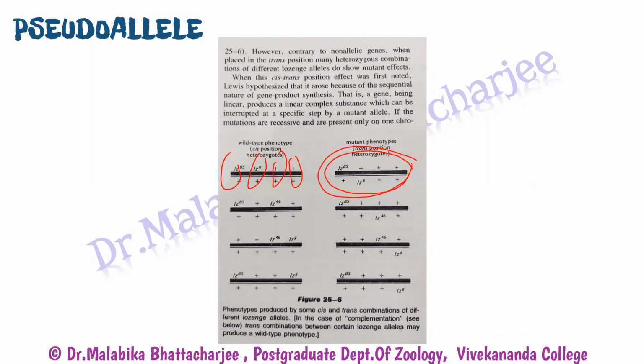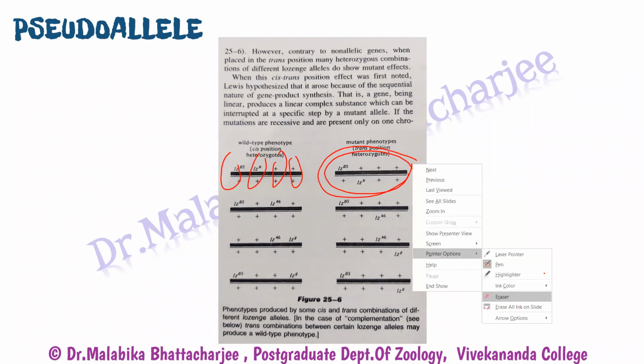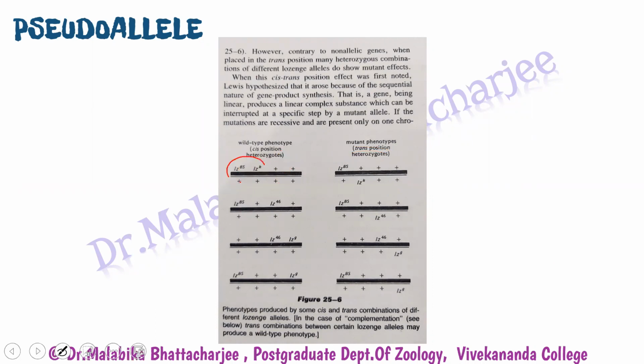Now, in such a setup, what was observed was, you can see that when the mutants are present in cis position, plus is the wild type allele, and the names that are written, lozenge BS, lozenge K, are the mutant alleles. When the mutants are present in the cis position, that means they're present on the same chromosome, we are getting wild type phenotype.